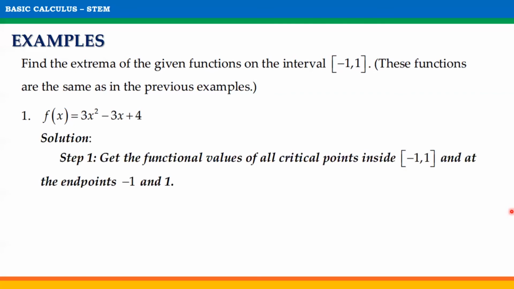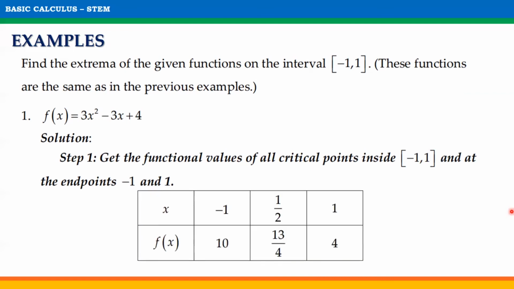For step 1, get the functional values of all critical points inside -1, 1, and at the endpoints -1 and 1. Remember that earlier, we have solved that the critical number for f of x equals 3x squared minus 3x plus 4 is 1/2. So what we are going to do is substitute the critical number to the function and also the endpoints of the interval -1, 1, which are -1 and 1. And we will be solving for the value of f of x.